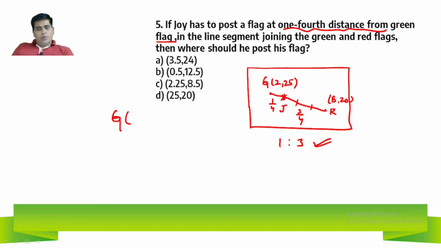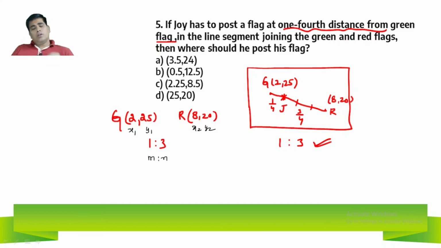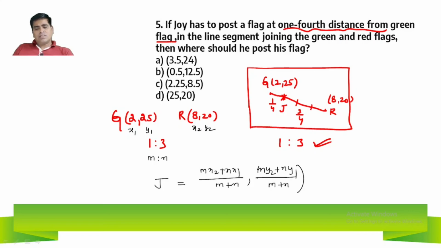So let me write the position of G: 2 comma 25, and red: 8 comma 20. And the ratio we got is 1:3. So I am assuming this is x1 y1, and this is x2 y2, and this is m is to n. You already learned the section formula. What is the section formula? J is equal to (mx2 plus nx1) by (m plus n), (my2 plus ny1) by (m plus n). If not, you can learn it now here.